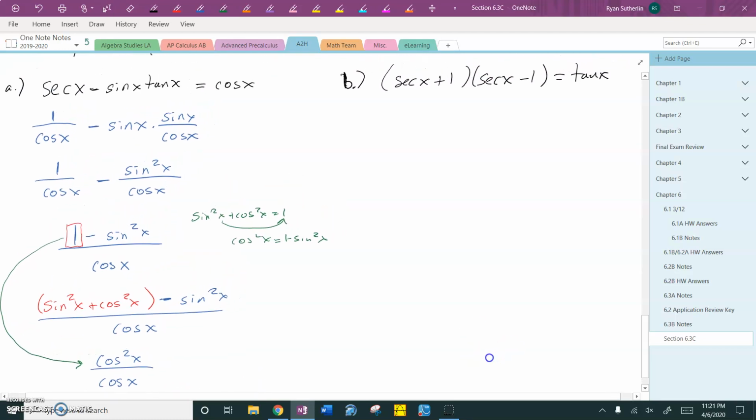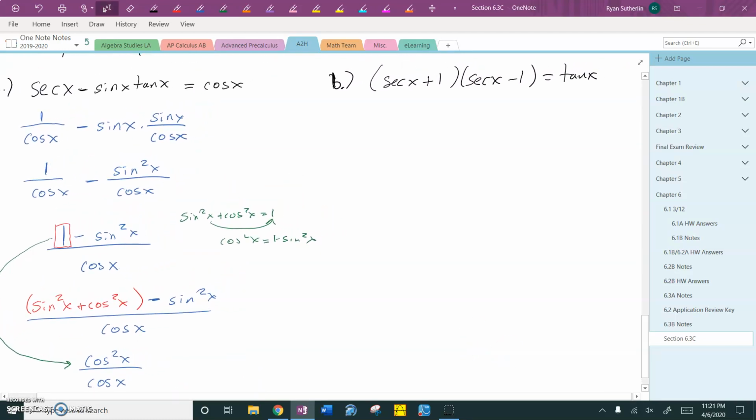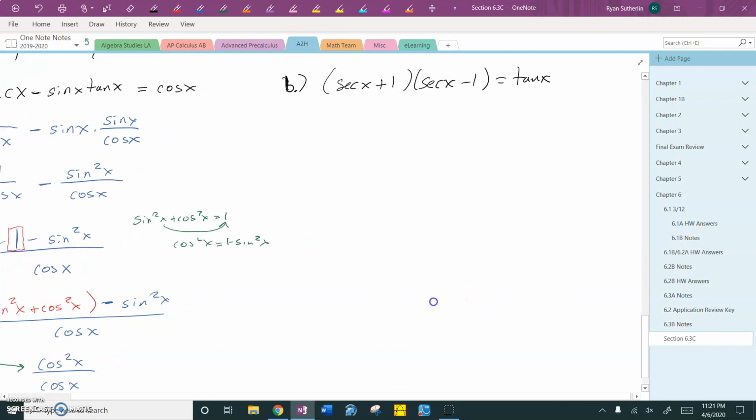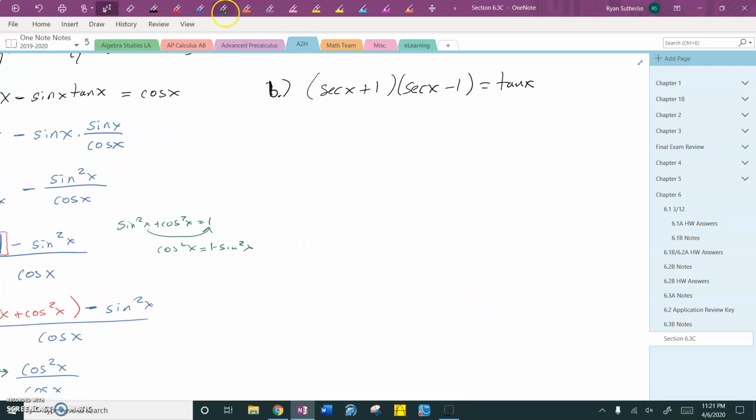All right, B. Let's try this one. So we want to show that the product of secant of x plus 1 times secant of x minus 1 is equal to tangent of x. So we're going to go ahead and multiply this out. So I have secant times secant, which is secant squared of x, minus secant of x plus secant of x minus 1. So I get secant squared of x minus 1.